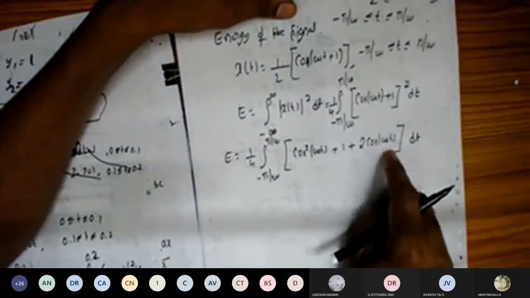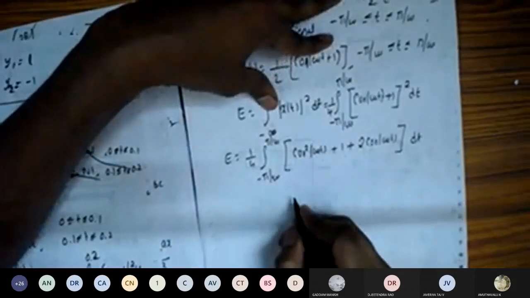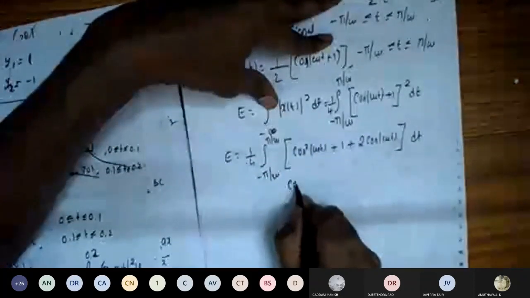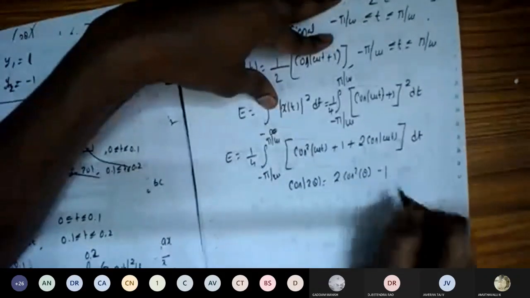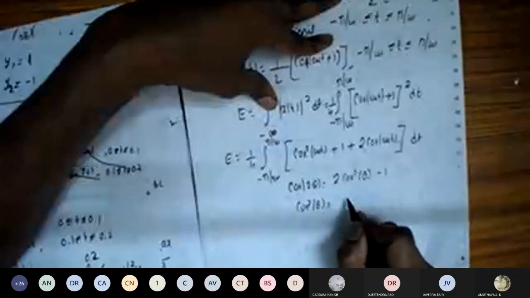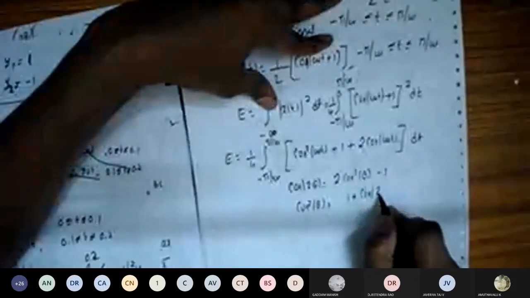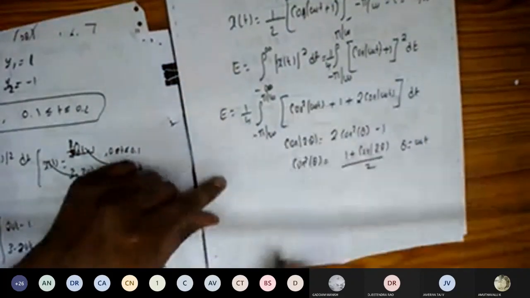Now cos square omega t is there. Before integrating this one, let us apply this formula here. We know that cos 2 theta, we have already done this, is equal to 2 cos square theta minus 1. Let us solve for cos square theta. Cos square theta is nothing but 1 plus cos 2 theta divided by 2. Let us substitute here, where theta is nothing but omega t.